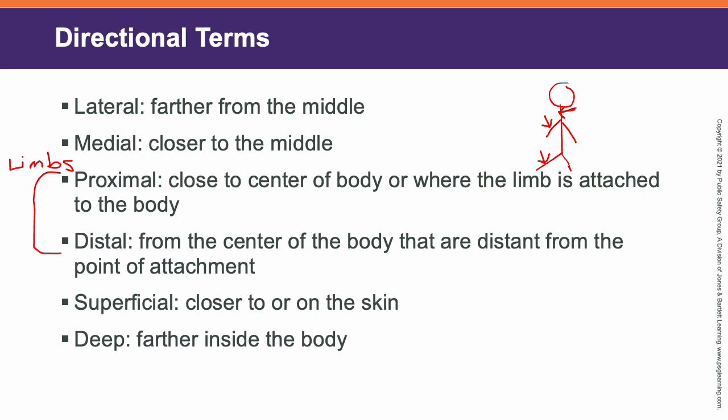Okay. The last two we're going to talk about are superficial and deep. Superficial just means it's closer to or on top of the skin, whereas deep means it's further inside the body. So a common question that I ask as an athletic trainer, when somebody comes to me and they have pain right in the middle of their kneecap, I'm going to ask, well, does it feel like it's on top of your kneecap, or does it feel like it's deeper inside of your knee?